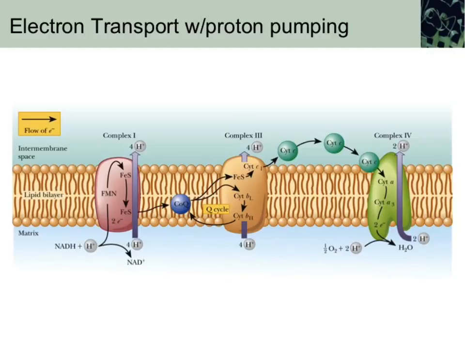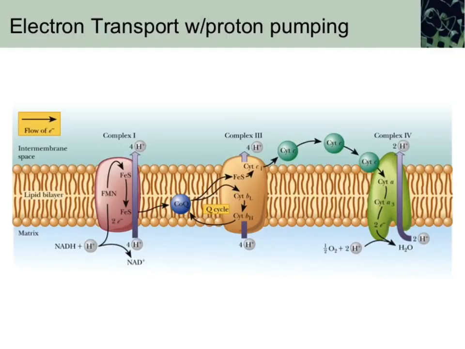So complex 2 is the same as complex 1 in terms of the hydrogen ions that it loses? Complex 2 is not in this. Complex 3 will shuttle 4 hydrogen ions across, just like complex 1. I take 1 NADH in, 10 hydrogens shuttle across. 4 from complex 1, 4 from complex 3, 2 from complex 4. That is all coming from a single source of NADH.